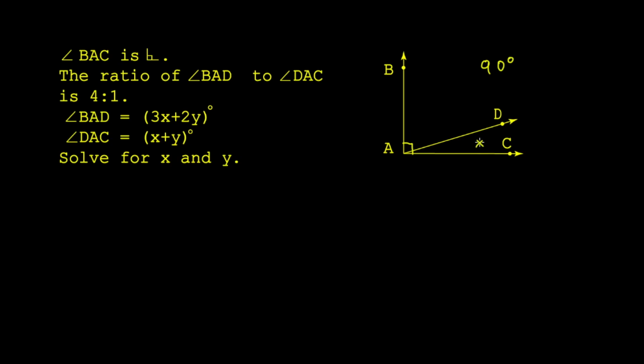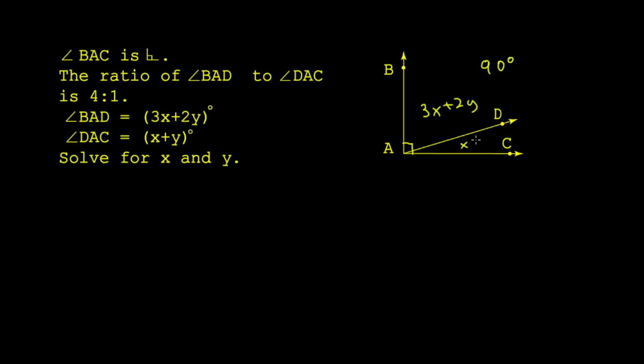Now, you might be tempted to say that's x and that's 4x, until you get to the next set of stipulations and you see angle BAD is 3x plus 2y and angle DAC is x plus y. So that is two different variables, so we cannot just put one variable in here. So what we're going to do here, we're going to say angle BAD is 3x plus 2y and angle DAC is x plus y.